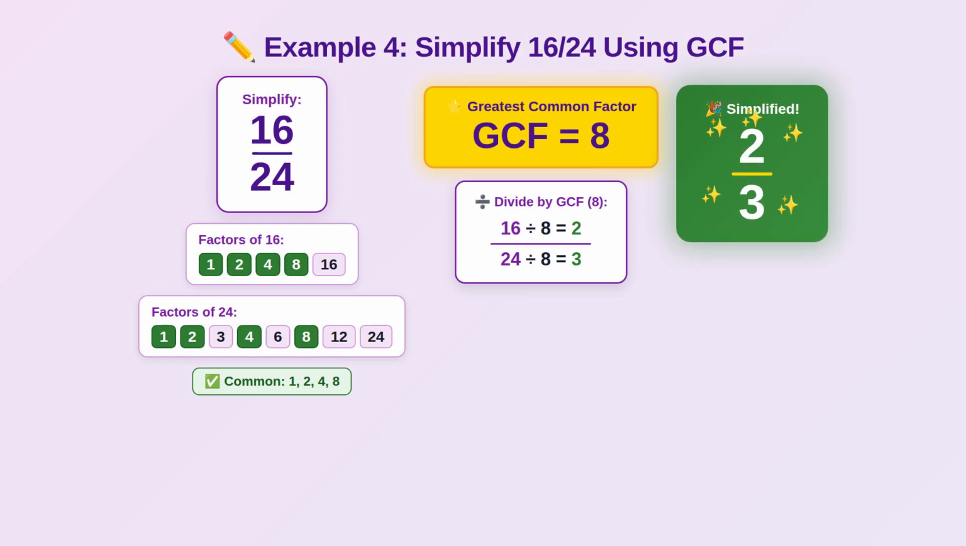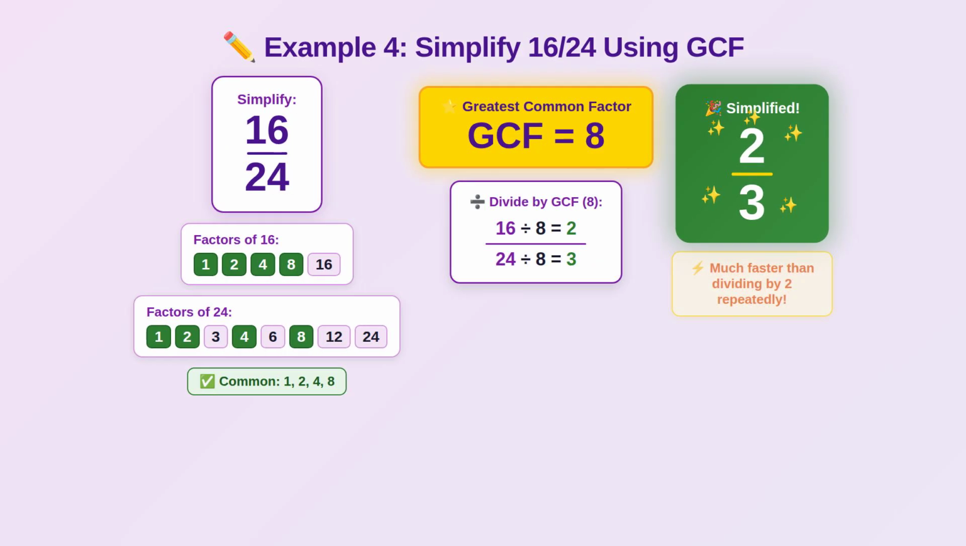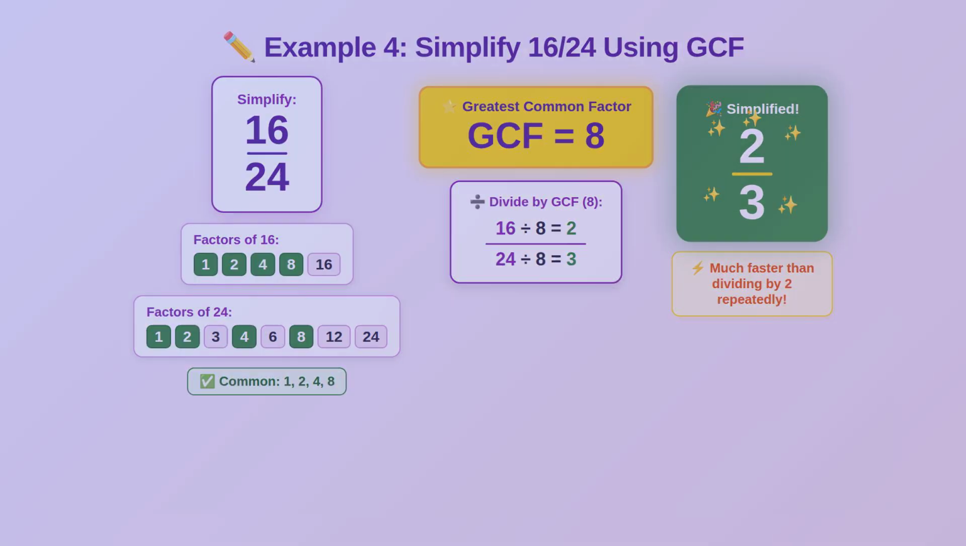Now divide. 16 divided by 8 equals 2, and 24 divided by 8 equals 3. So 16 over 24 simplifies to 2 over 3. Look at Maya go! She solved that without breaking a sweat. The bigger the numbers, the more the GCF shortcut saves you time.